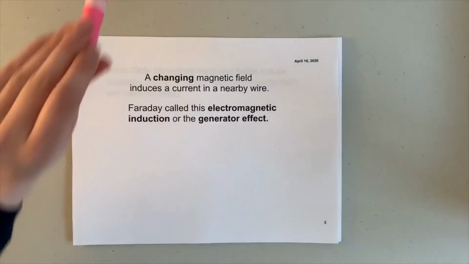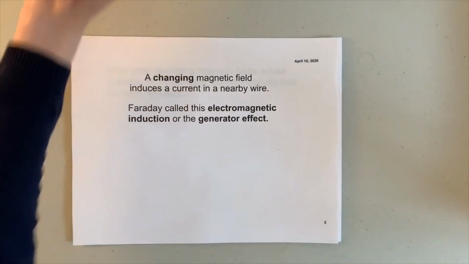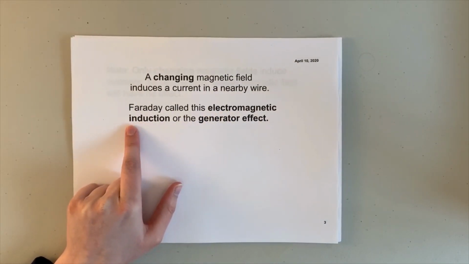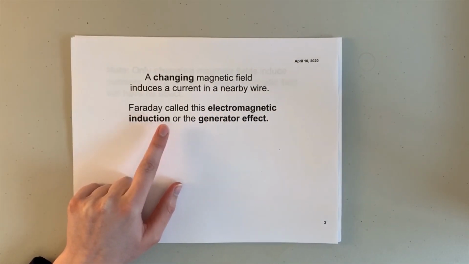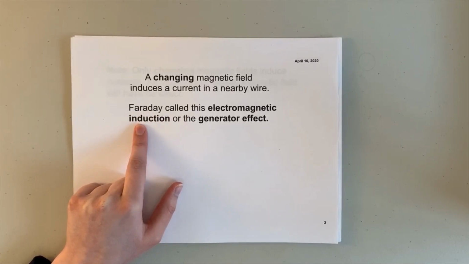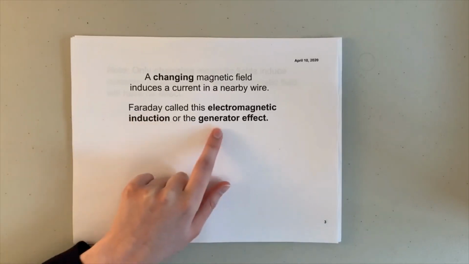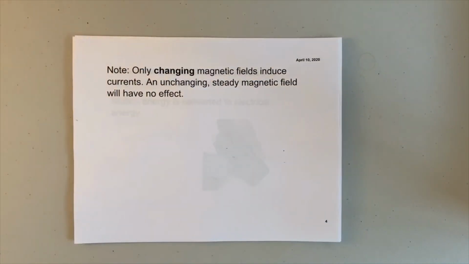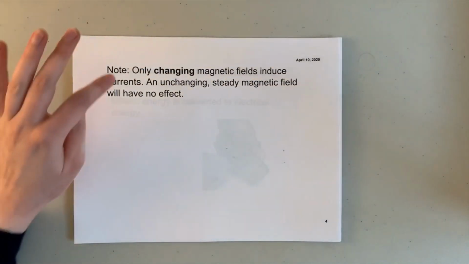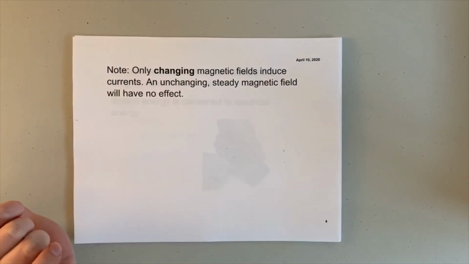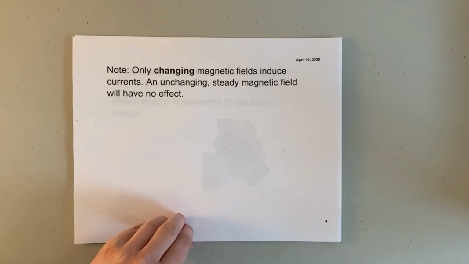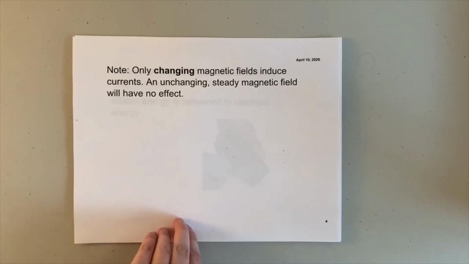So Faraday decided to call this electromagnetic induction. Sometimes you'll just see induction. So electromagnetic induction and just plain old induction are the same thing. Or sometimes it's also called the generator effect. So really important, only changing magnetic fields induce currents. If you have a steady magnetic field, you will not get a current in any wires that happen to be nearby.